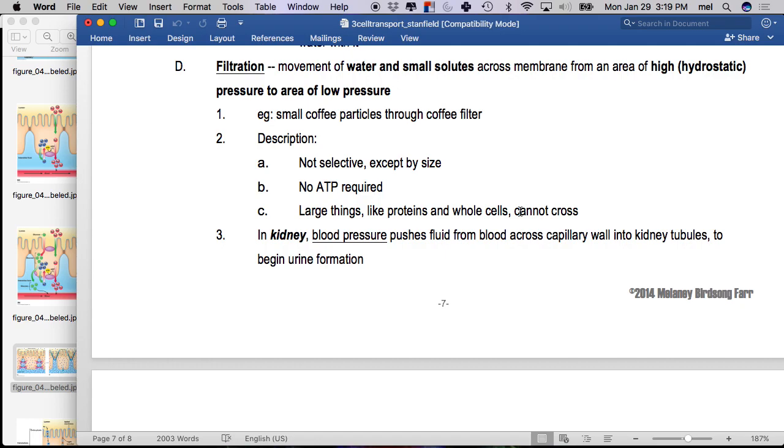Yeah, the plasma is higher pressure and this one's lower pressure. So what moves out is always water and small solutes. What small solutes? Anything small enough to fit through the holes, like ions, right? Shouldn't be whole big proteins or whole blood cells. That's a bad day when they move through. But water, small solutes, sometimes even nutrients move out. So water and small solutes.